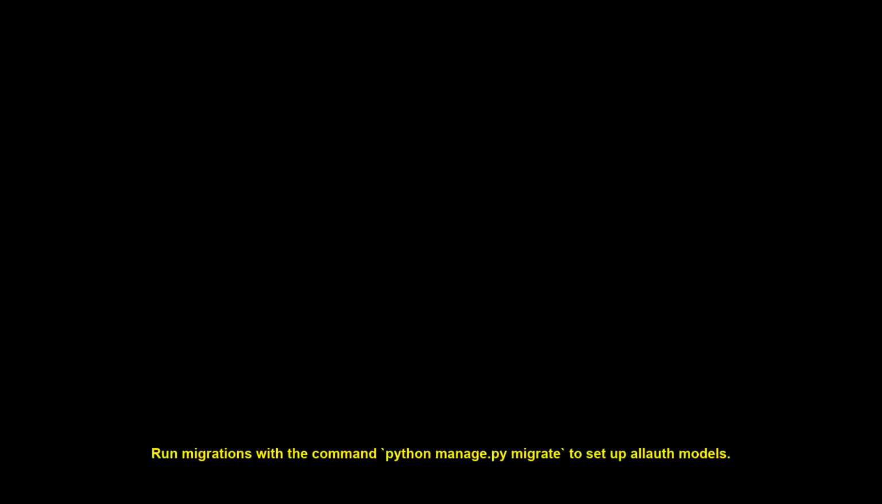Run migrations with the command python manage.py migrate to set up allauth models. Create a superuser with the command python manage.py createsuperuser to manage the admin interface. Start your Django development server using python manage.py runserver.